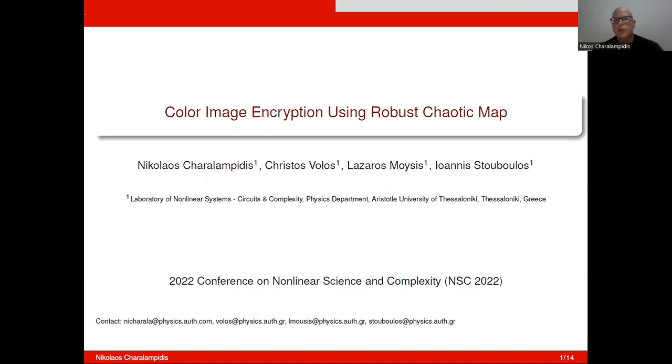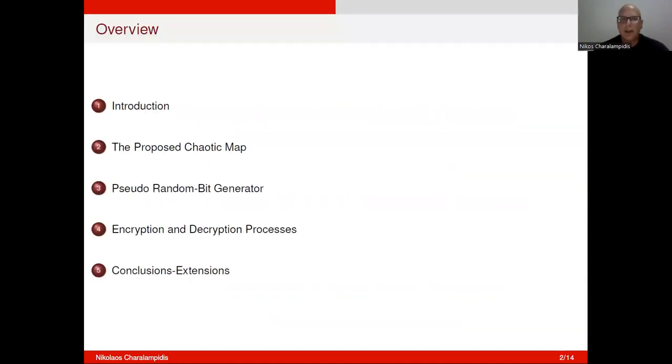First, we're going to start with an introduction and then I'm going to show you our proposed chaotic map and how this map is used in order to construct a pseudo-random bit generator. Then how these two are applied to encryption and decryption processes of a color image. And lastly, we are going to finish our presentation with some conclusions and extensions.